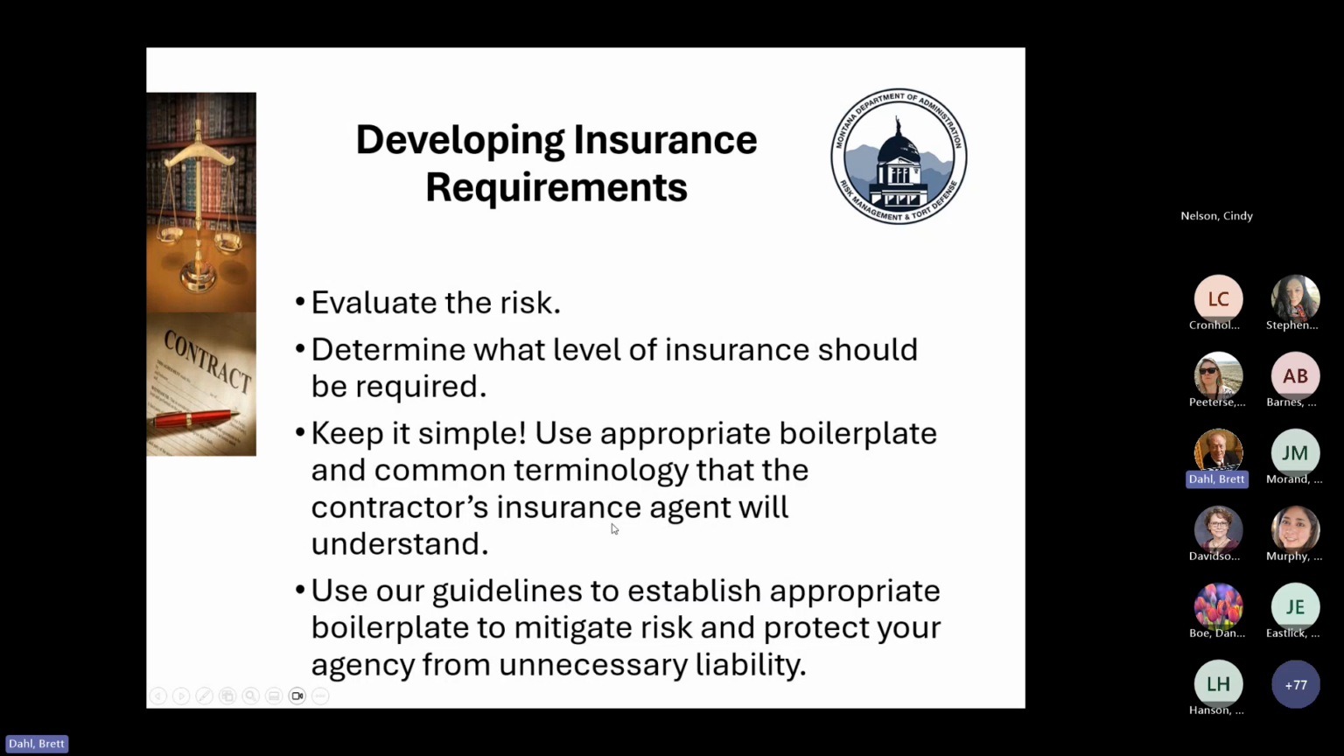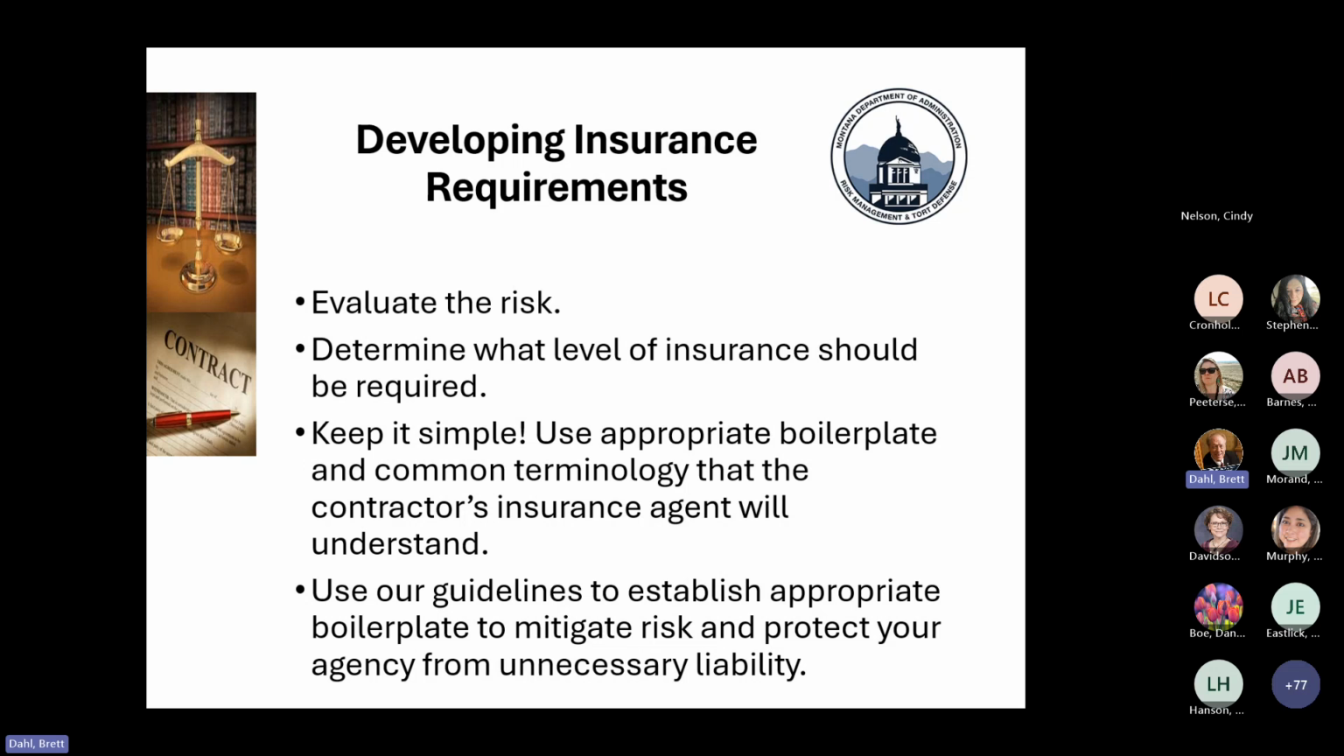So developing insurance requirements. First of all, we want to evaluate the risk and determine what level of insurance should be required. Riskier contracts may require you to carry higher insurance. Keep it simple. You want to use the appropriate boilerplate that the procurement division and our office have put out there and made available.